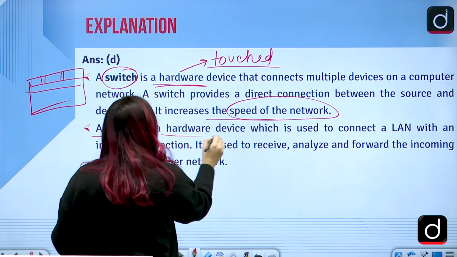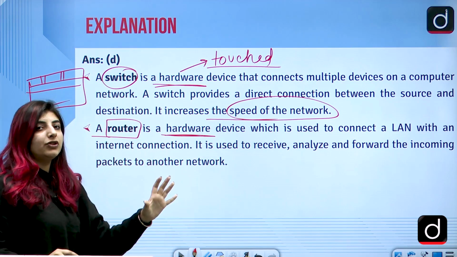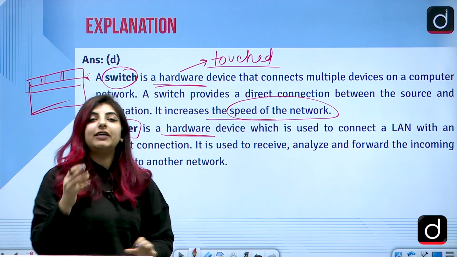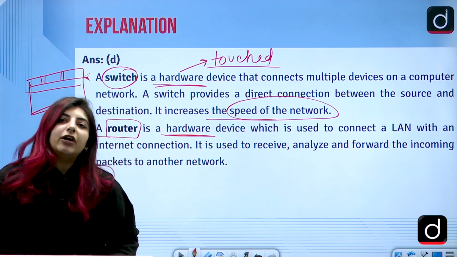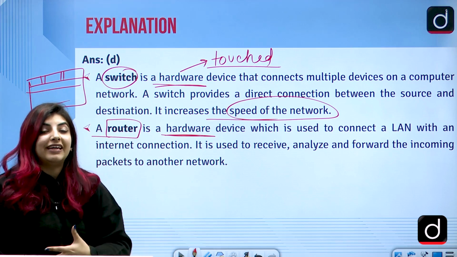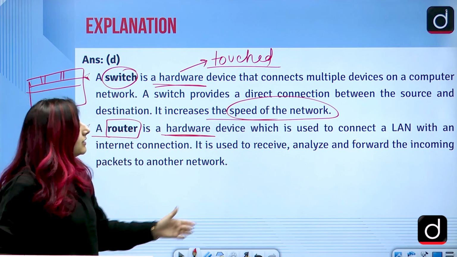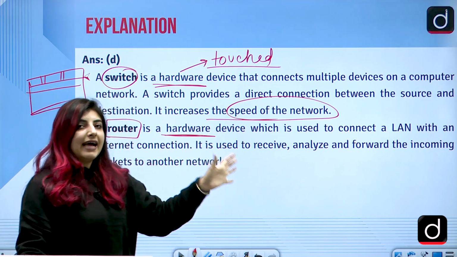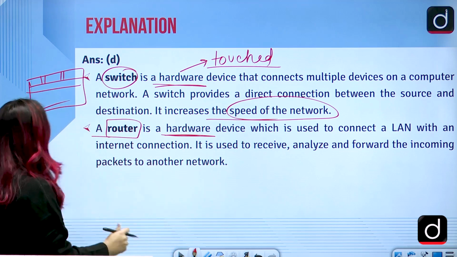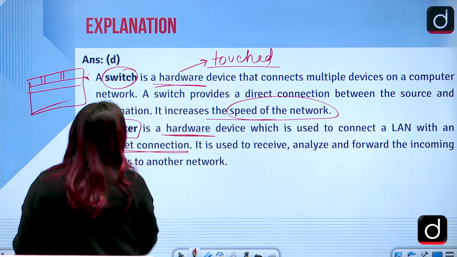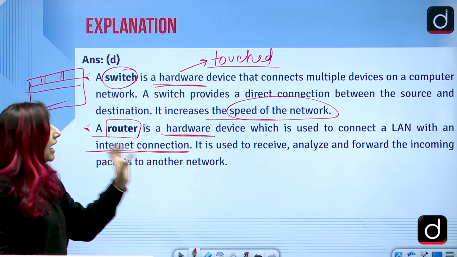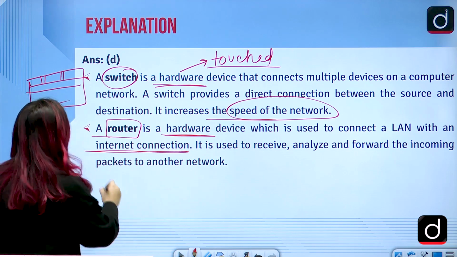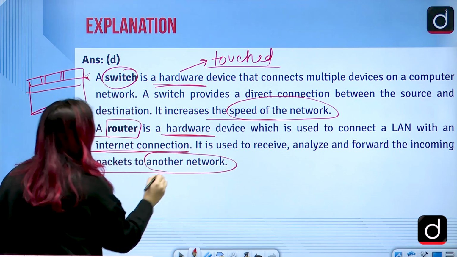A router is also a hardware device which is used to connect a LAN. What is the full form of LAN? This is a question for you all, which you will be letting me know in the comment section, correct? So, it is used to connect a LAN, which is a type of network, with an internet connection. It is used to receive, analyze and forward the incoming packets to another network.